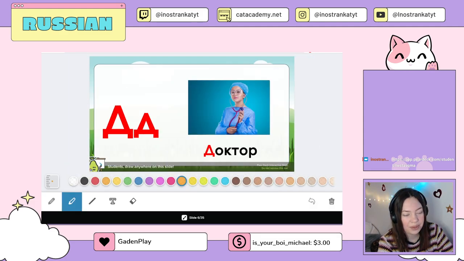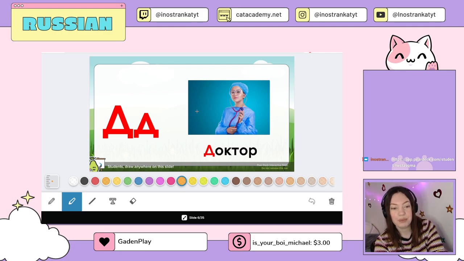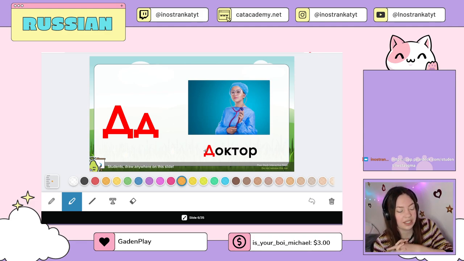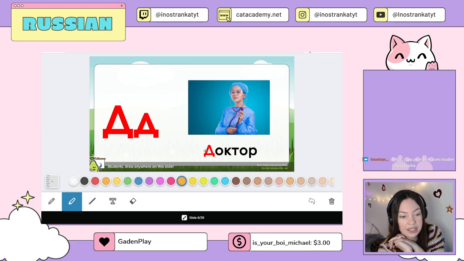Okay, next one is, if we just look at the picture, it's not very clear what type of profession it could be, because it could be a nurse, it could be a doctor, it could be medical assistant, a dentist. Okay, not a dentist, but you know, like cardiologist and so on. But the broad name for all of this kind of specialists in the medical field is doctor. Doctor. So we stress the first syllable.